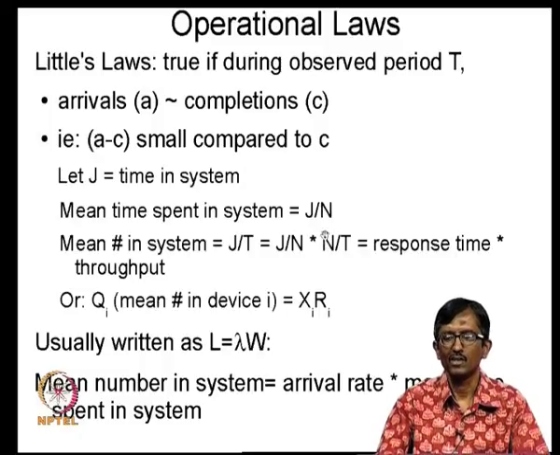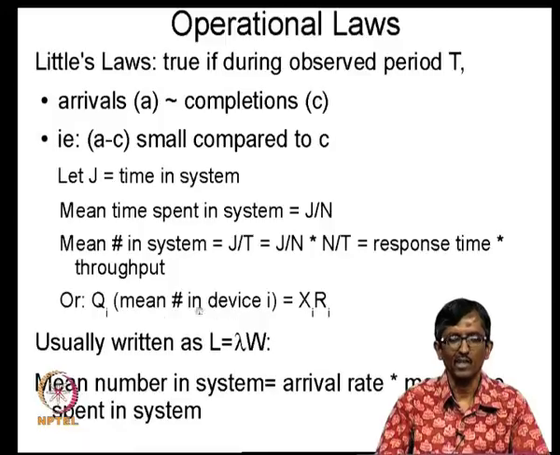Okay. What is n by t? It is the number of jobs divided by time. Now this basically is the throughput. So essentially the mean number in the system is basically response time into throughput. This is an example of an extremely simple analysis that will tell you that under these kinds of conditions, this will be true.